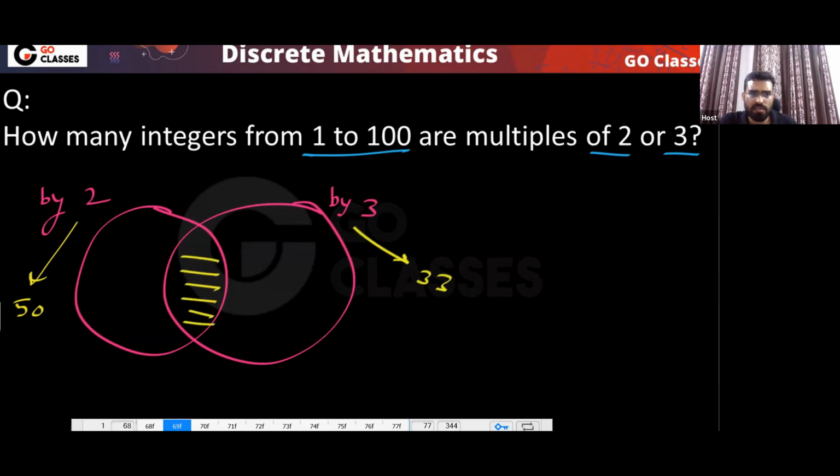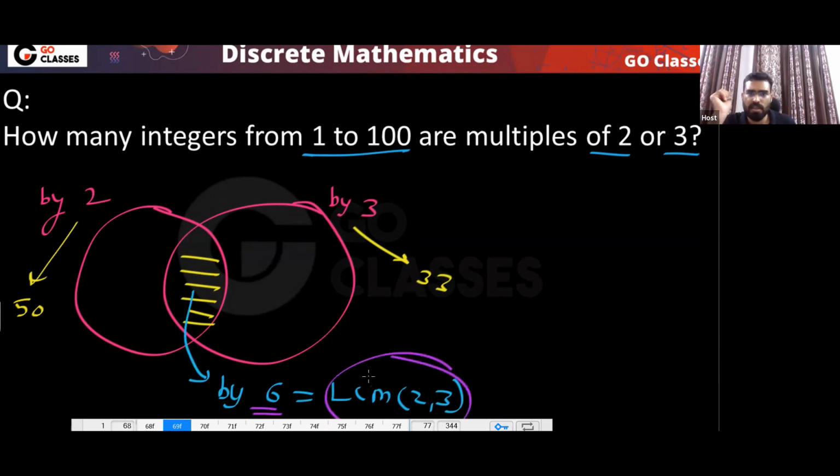And what are these common ones? These are divisible by 6, which is the LCM of 2 and 3, because they must be divisible by both 2 and 3. So the LCM is 6. And how many are there? That is 100 divided by 6, floor. So what will be the answer?